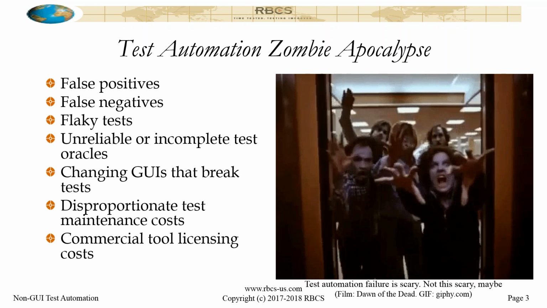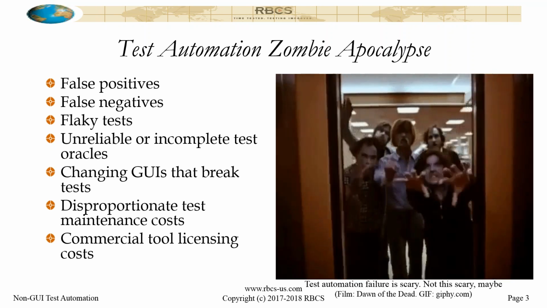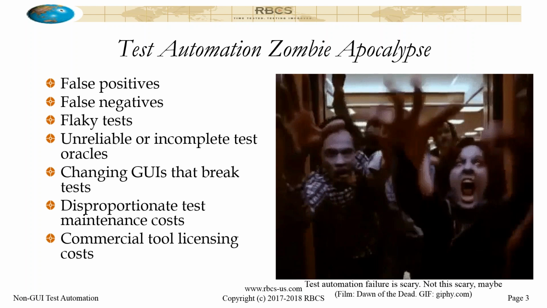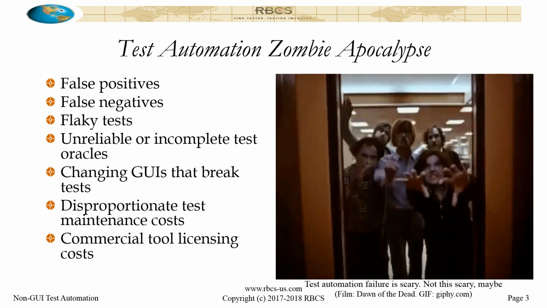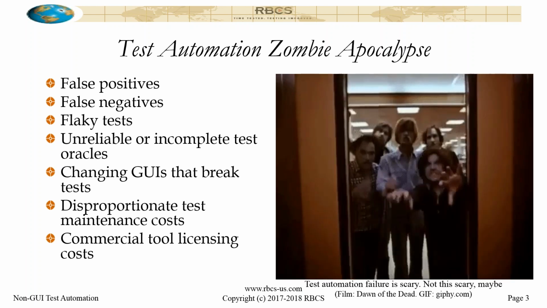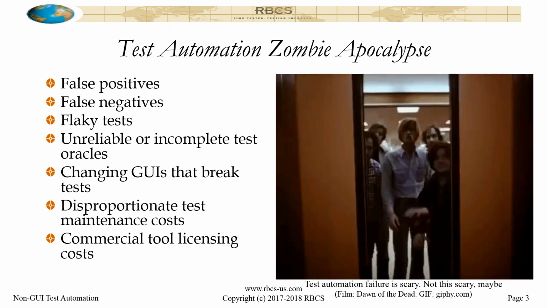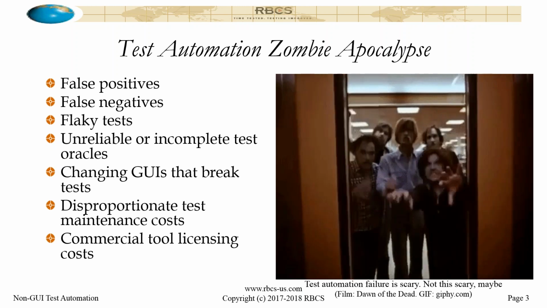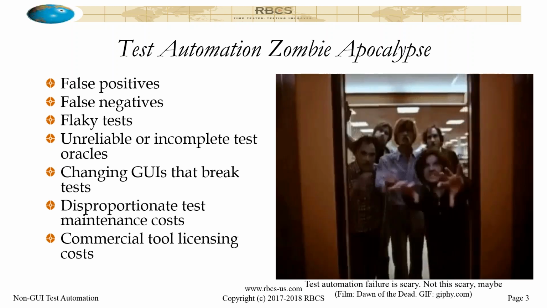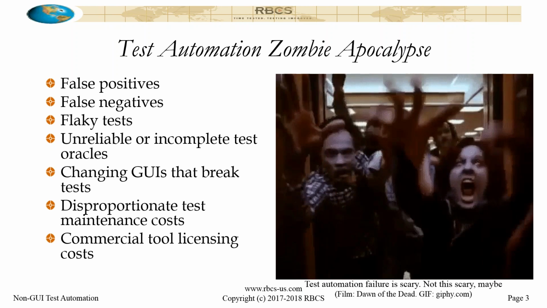And all of these three things, the false positives, false negatives, and flaky tests, lead to a very high cost of executing the test, which of course is completely counterproductive to what you're trying to achieve with automation, right? So the whole point of automation typically is to make the test execution process faster and more efficient in terms of the human resource required to interpret the results, but that doesn't always happen.